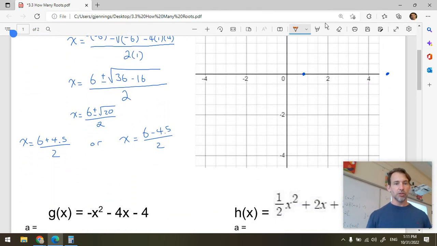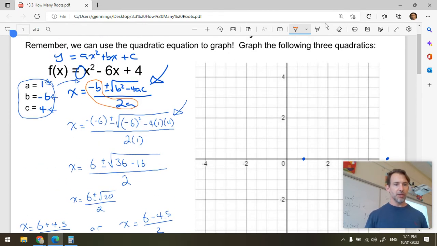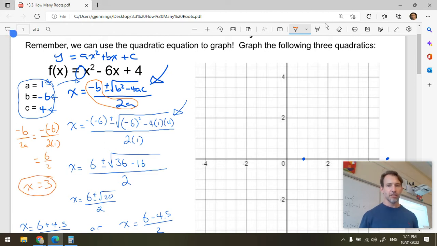So let's find negative b over 2a. If I put in here, just close to my a, b, and c's, if I look for negative b over 2a, I'm just going to substitute in there for these values. Negative 6 is negative b over 2 times a. Well, that's just 2 times 1. So this is equal to 6 over 2. 6 over 2 is equal to 3. So the axis of symmetry is that x is equal to 3.